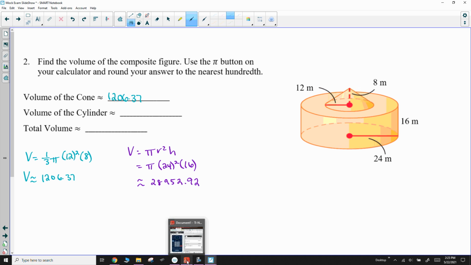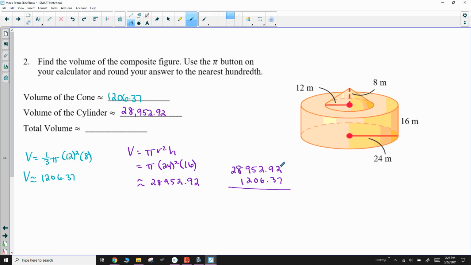At this point, I need to add these two numbers together, and I'm just going to do that manually. So I'm going to do 28,952.92 plus 1206.37. By the way, I'm going to write this up here before I forget, because I want to get all the points. And if you don't write it on the answer line, then I think that you don't know what the answer is, and you're just kind of avoiding it.